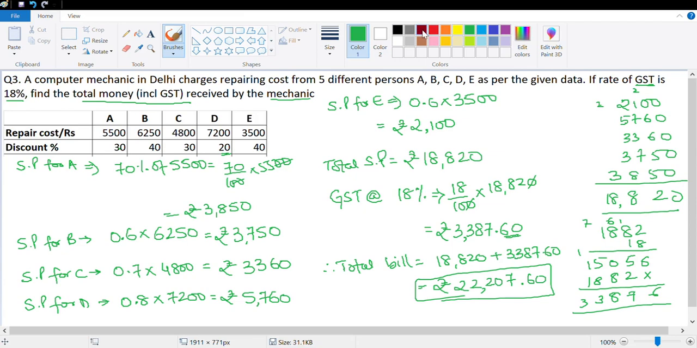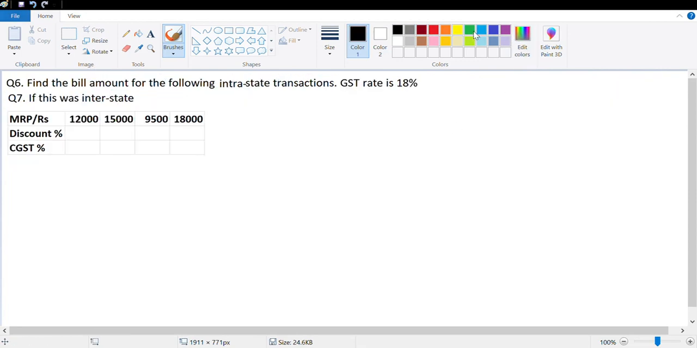If you have interstate, then you have one component of IGST. Let's look at another question. The next question that we do is question number 6. It says find the bill amount for the following intrastate transaction. Since we're talking about intrastate, we are talking about the breakup of CGST and SGST, CGST at the rate of 9% and SGST also at the rate of 9%. So that's the breakup that we have. Let's look at the question now.